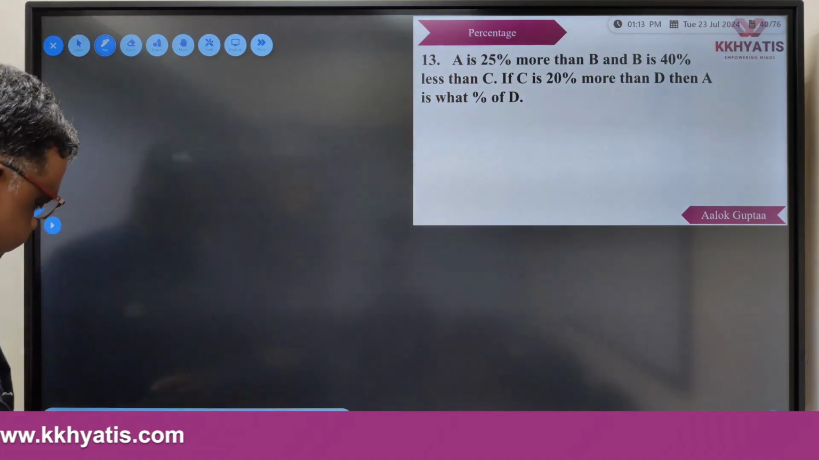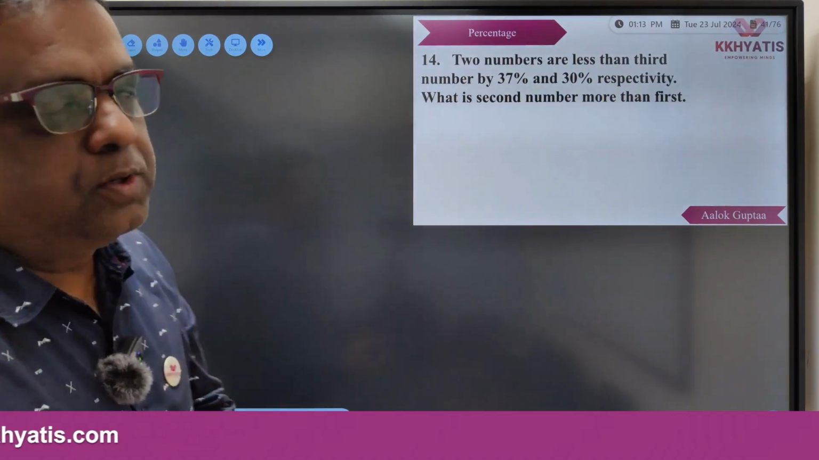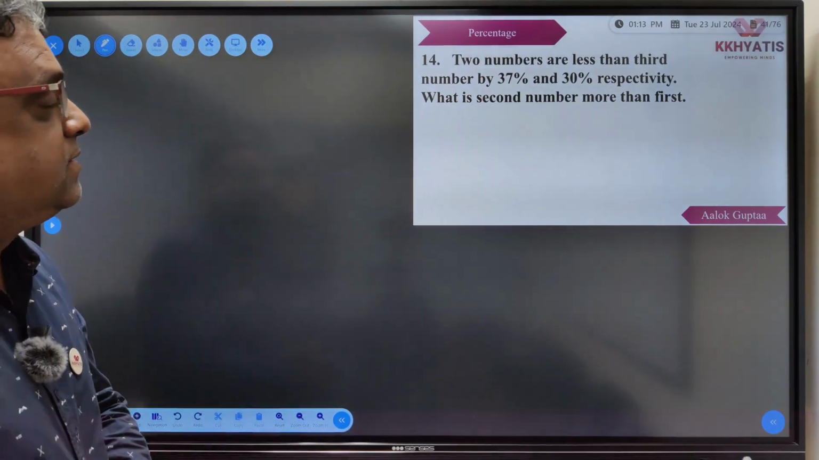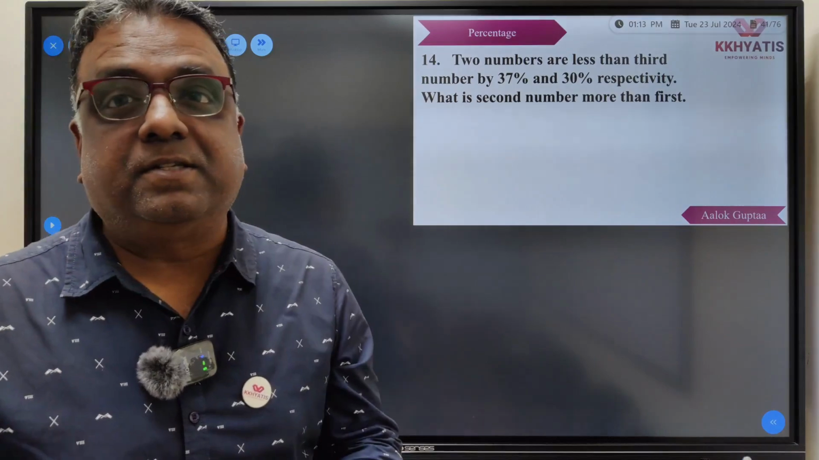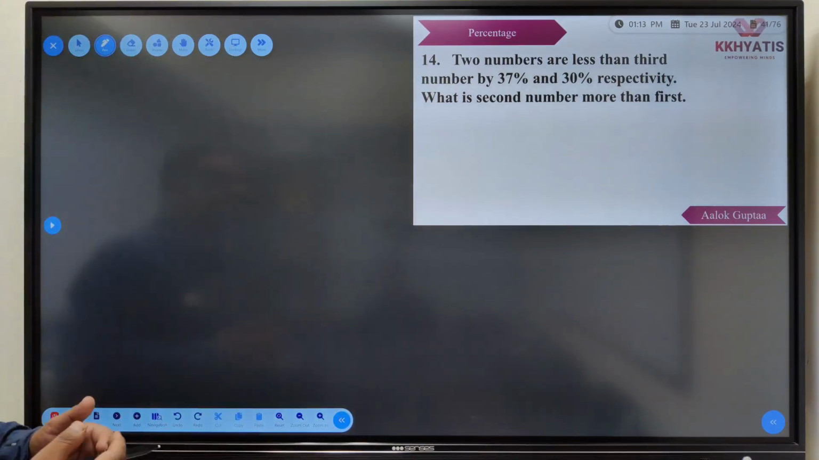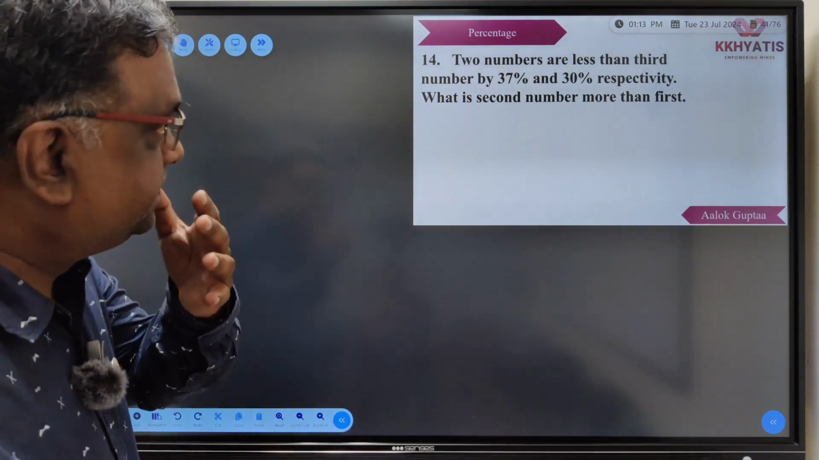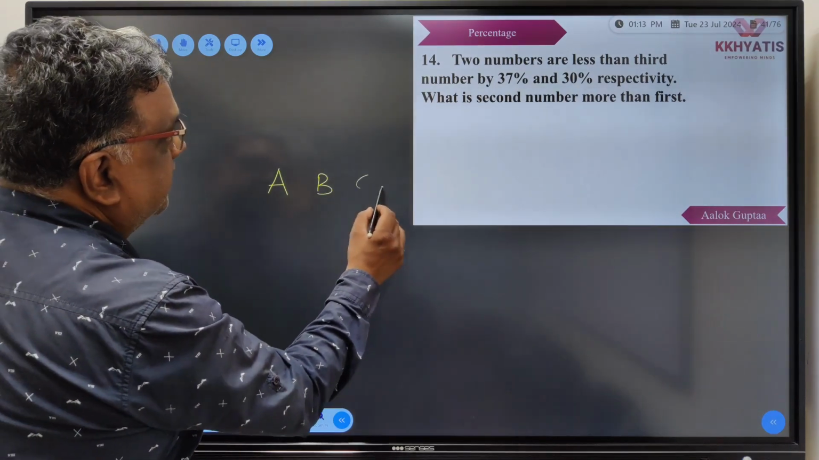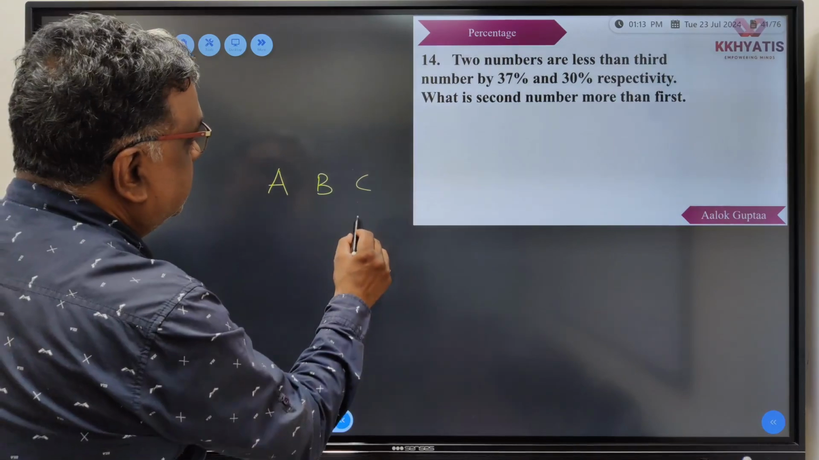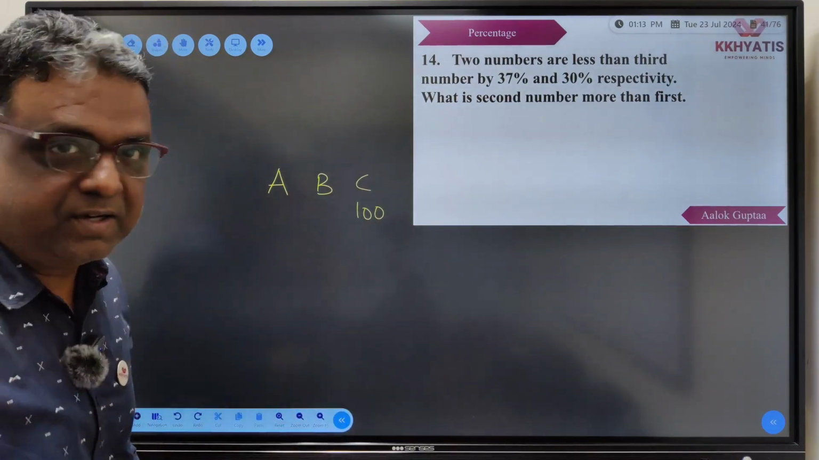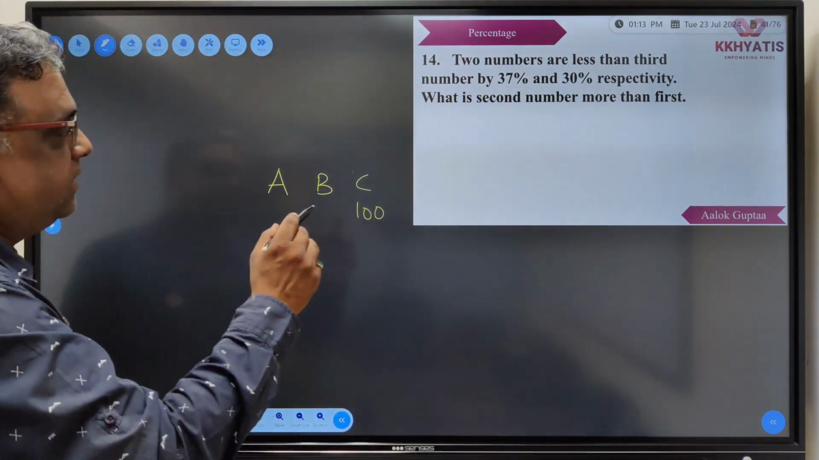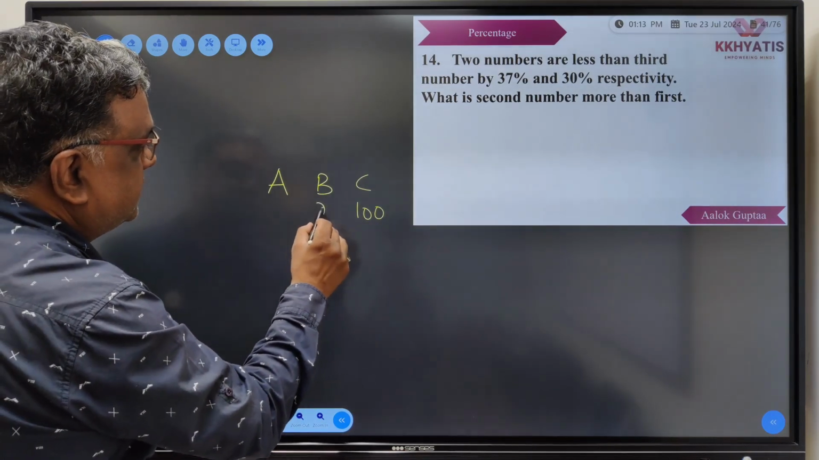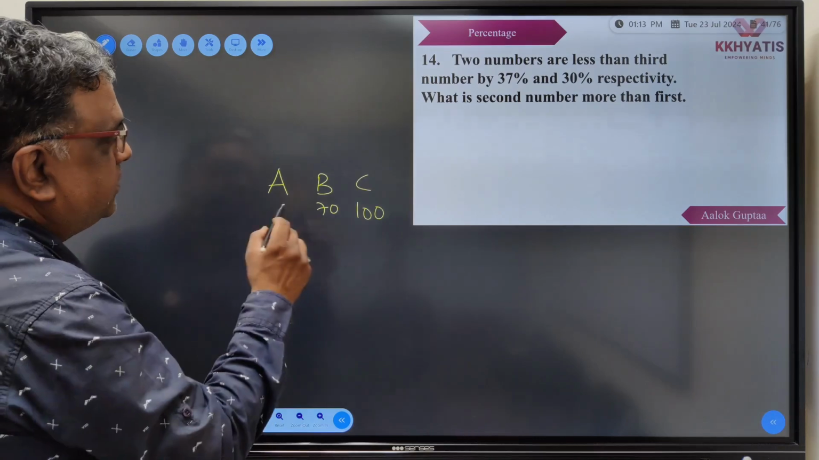Two numbers are less than a third number by 37% and 30% respectively. What is the second number more than the first? So let us say we have been given three numbers A, B and C, and the reference is the third number. So I will assume the third number as 100. And one is less by 37% and another is less by 30%. So this should be 70 and this should be 63.